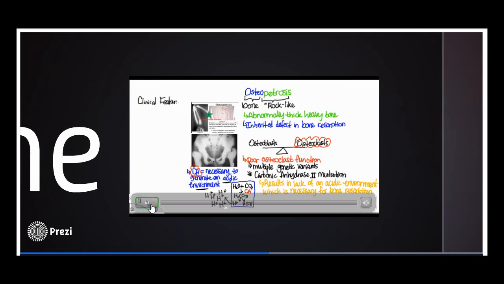The clinical features of osteopetrosis include bone fractures. Now remember, although the bone is thick, it's going to be very weak, hence it's more prone to fractures. And this is because there is no proper balance between the osteoclasts and osteoblasts. In order to make strong bones, you need to have a balance between the osteoclasts and osteoblasts.